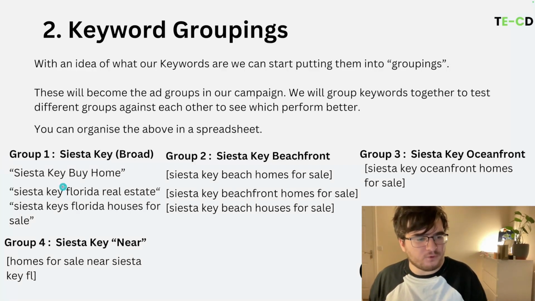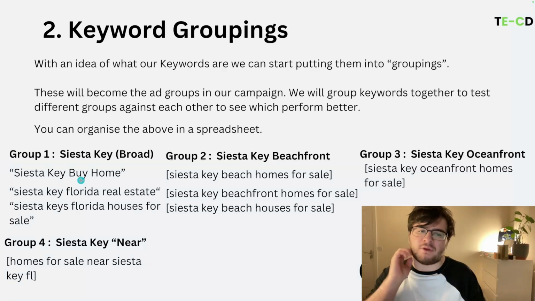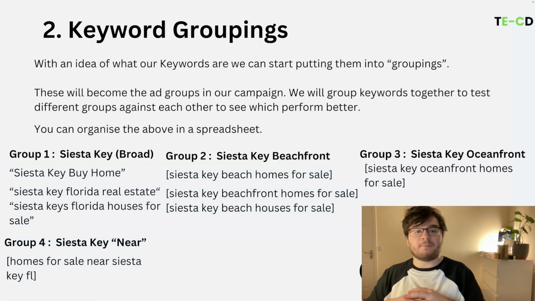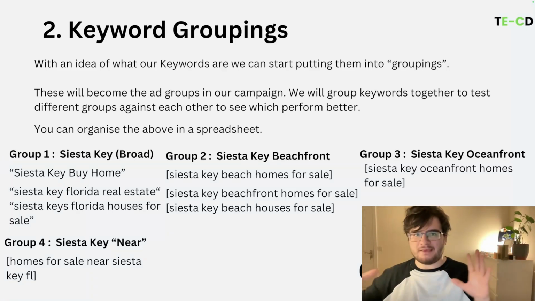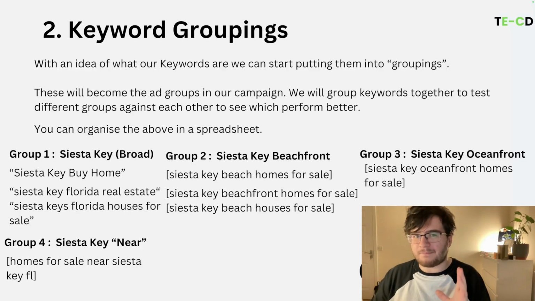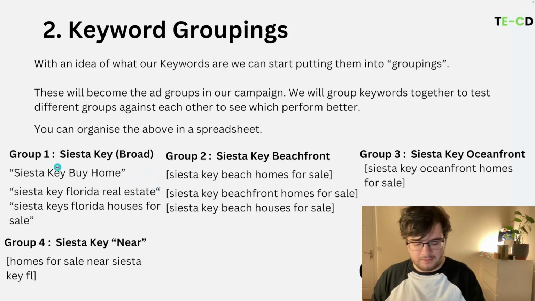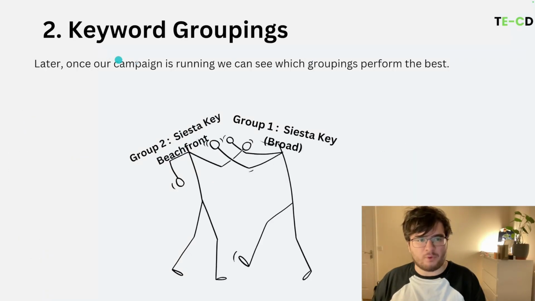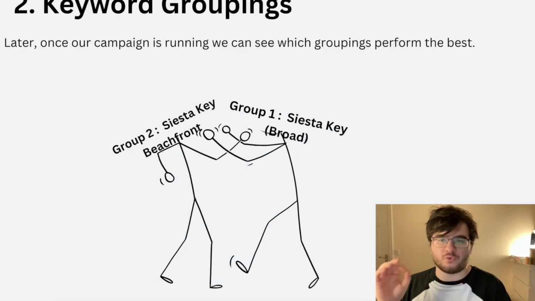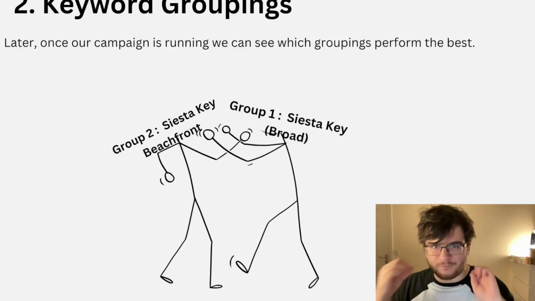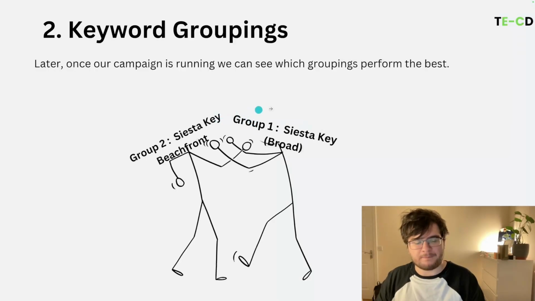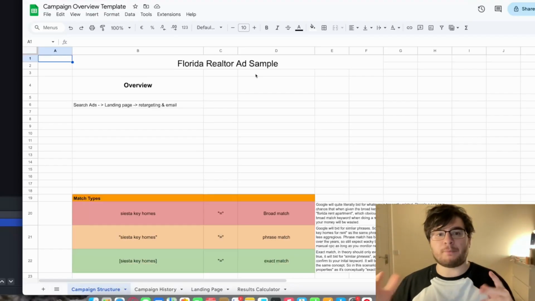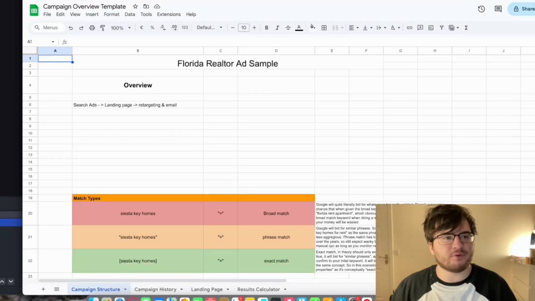Now again, this is only focusing on Siesta Key because we determined it's a really good location, but you might have more groupings based on location or different campaigns based on location. So you might have one for Madeira Beach, Miami, that type of thing. And as I said, once our campaign is running, we can see which groups are performing better, and we pit them against each other and see which one is giving us the best performance, and we turn the poorly performing ones off.